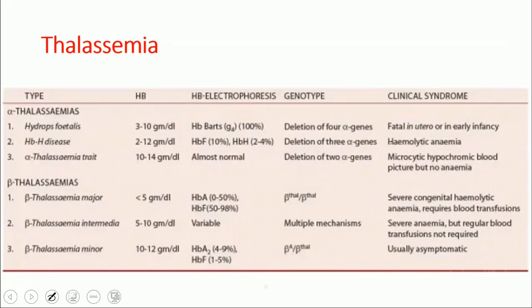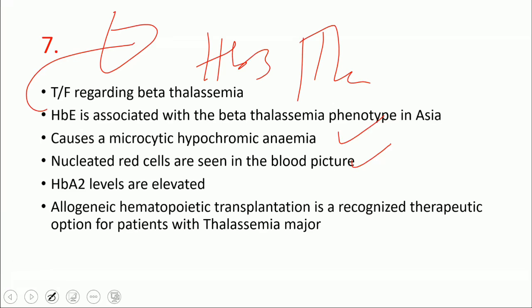Right. So thalassemia major, the main thing is a very high hemoglobin F. That is the key thing in thalassemia major. Right. In thalassemia minor as well, you can get a bit of hemoglobin F, but hemoglobin A2 will be high. Right. That is the important thing in thalassemia minor. So hemoglobin A2 is elevated is true. Right? That is true.